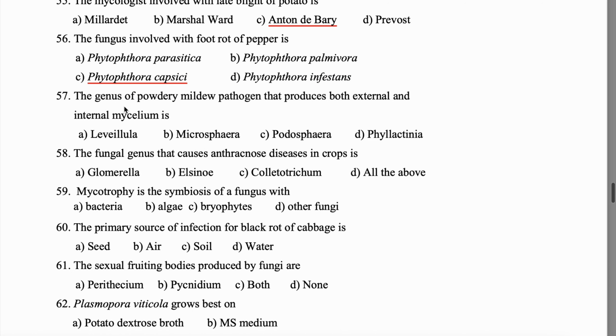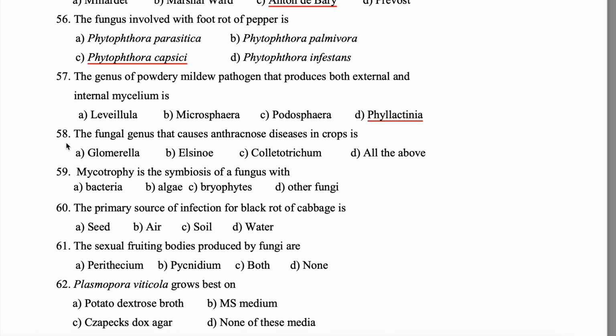Question 57. The genus of powdery mildew pathogen that produces both external and internal mycelium. Then it will be Phyllactinia. Try to remember, there are only two genera of powdery mildew which produce internal mycelium, that is Leveillula and Phyllactinia. Rest all the other genera of powdery mildew are external. They produce external mycelium, right? They are ectophytic. But there is only one genus of powdery mildew, that is Phyllactinia, which can produce both external and internal mycelium.